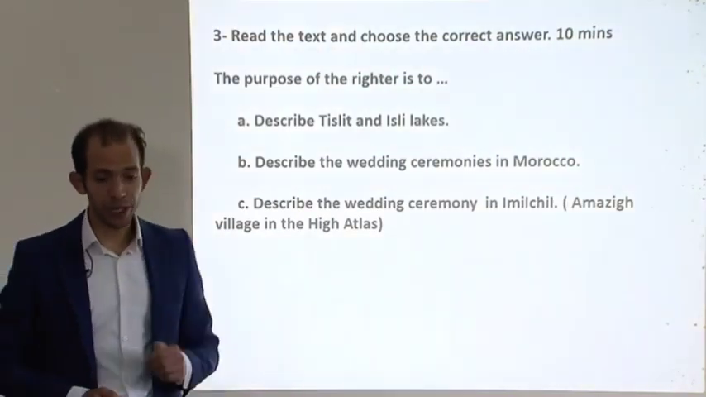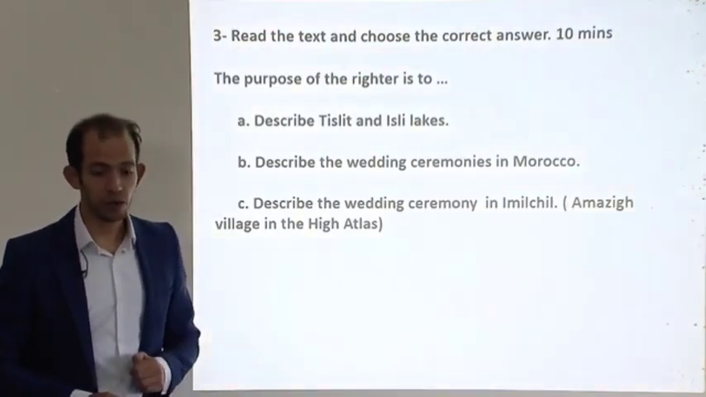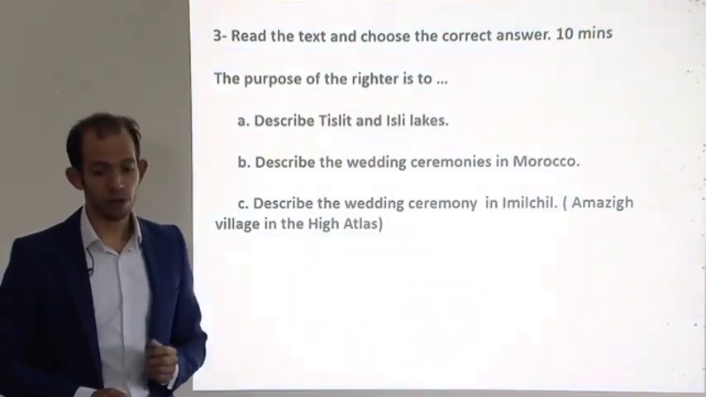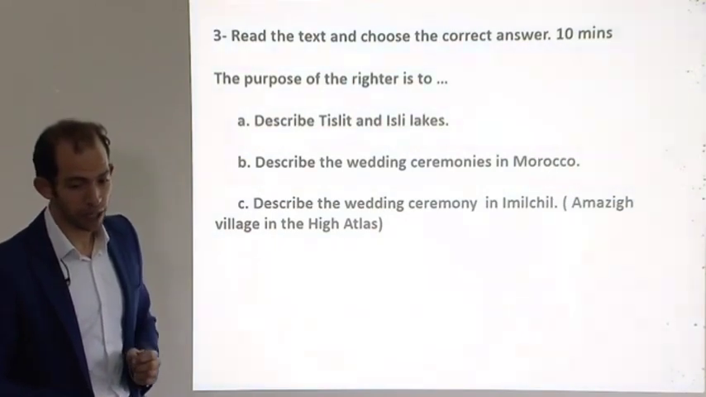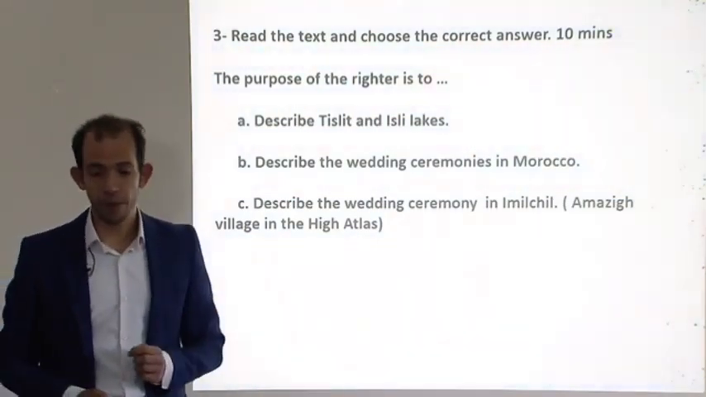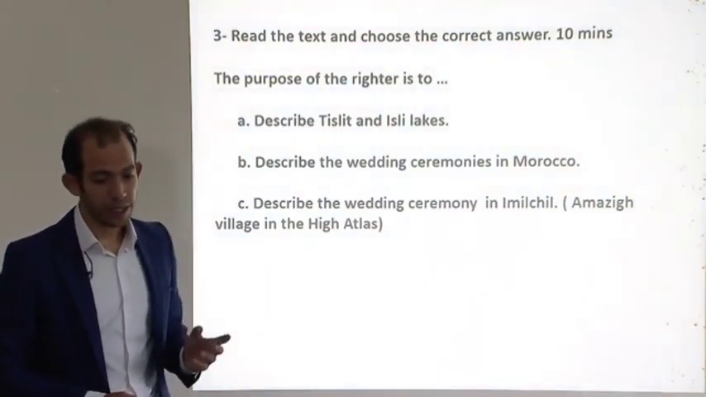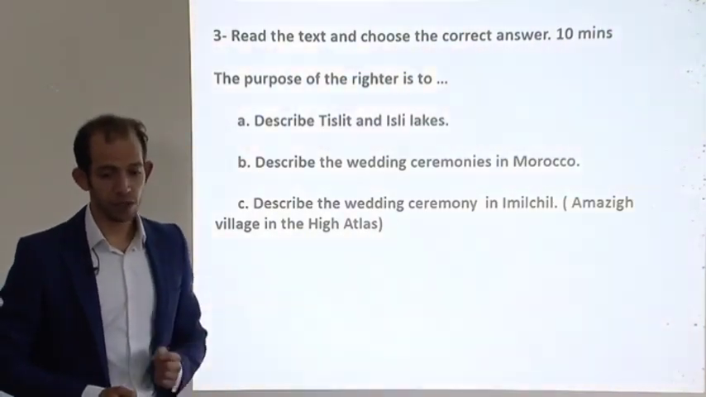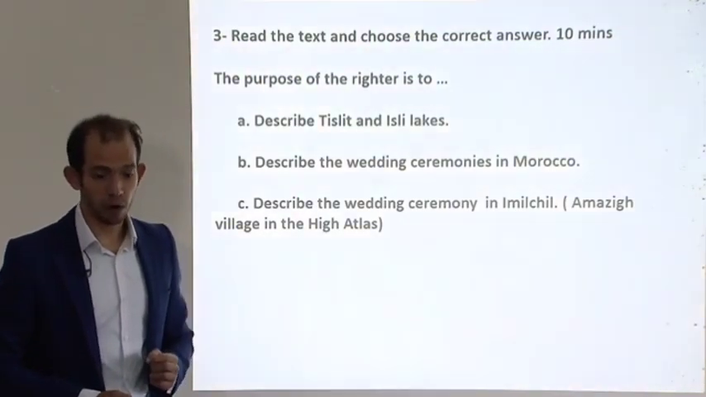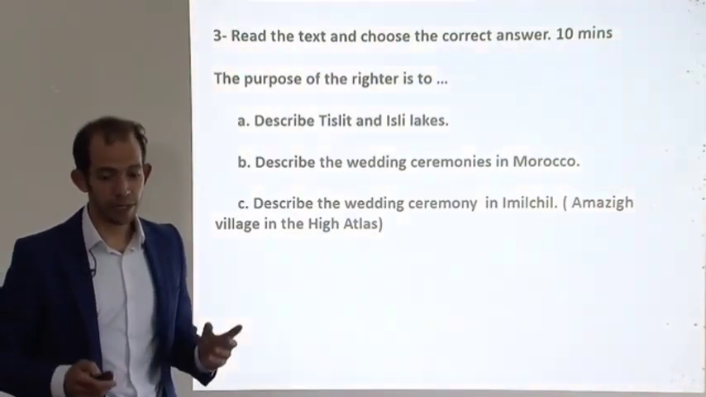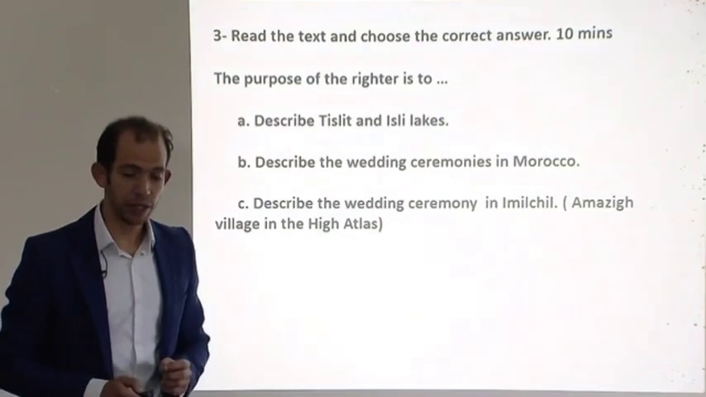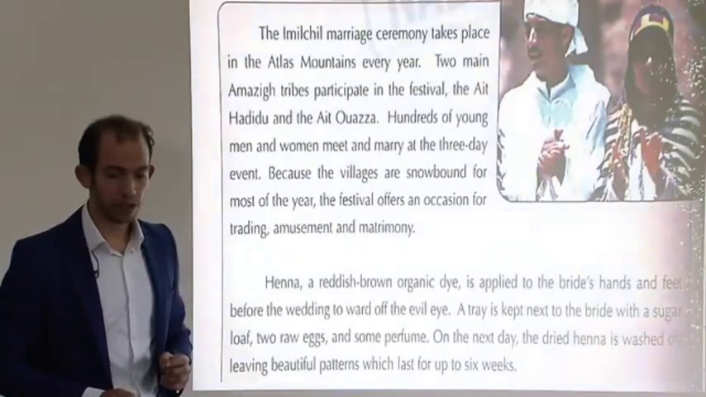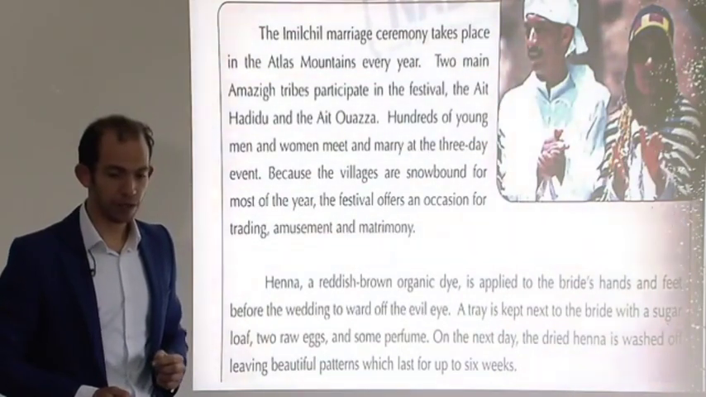So you need to read the text and choose the correct answer, and you take 10 minutes. So the purpose of the writer is to describe A, Tislit and Isli lakes. B, to describe a wedding ceremony in Morocco. C, to describe the wedding ceremony in Imilchil, an Amazigh village in the High Atlas. So in case you don't have the text, I'm showing you here. This is the first part.